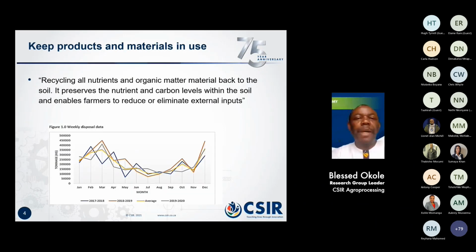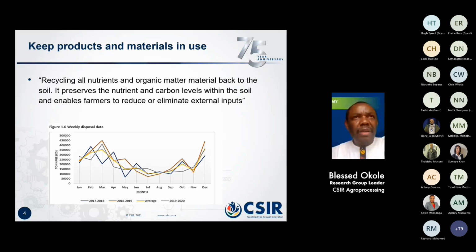Now let's go to keep products and materials in use. This involves recycling all nutrients and organic matter back to the soil. It preserves the nutrient and carbon levels within the soil and enables farmers to reduce or eliminate external inputs. There is an example which we are doing currently with the United Nations Development Programme in KwaZulu-Natal.